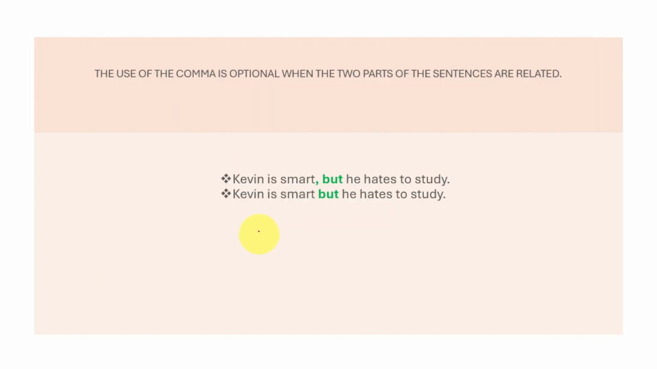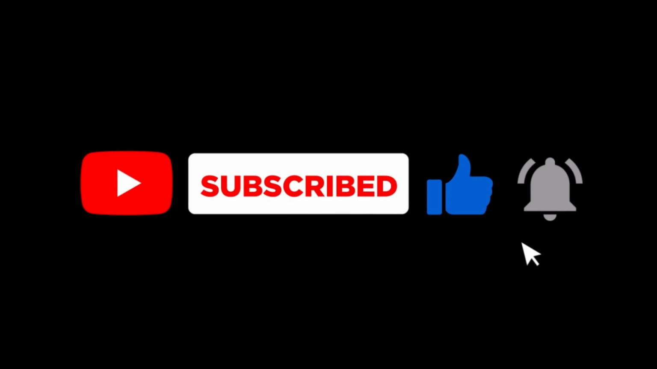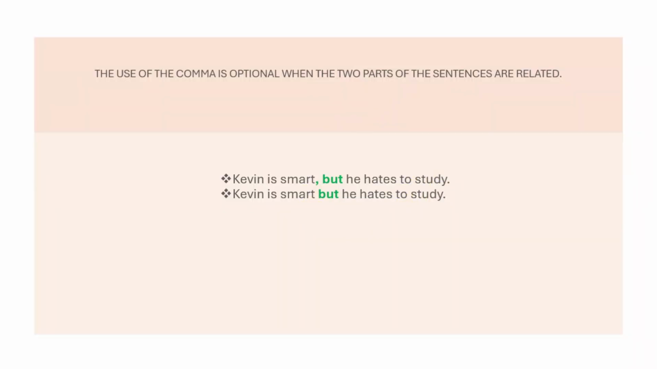We come here. So here we have the use of the comma is optional when two parts of the sentence are related. Okay, so when you take a look here, Kevin is smart, but he had to study. Kevin is smart, but he had to study. Here we have a comma and but. Here we don't have a comma, so it's optional. We can put a comma or we don't have to put it.